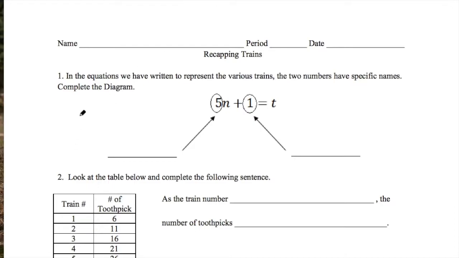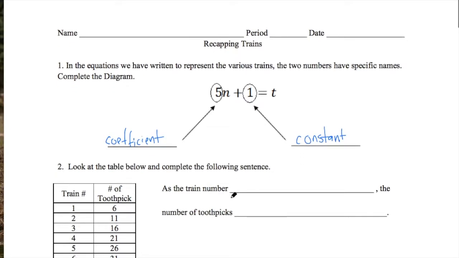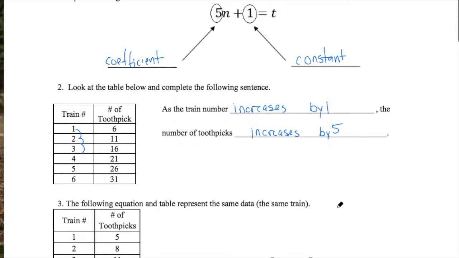So in this equation, let's make sure we know these terms inside and out. The 5 here is the coefficient, and the 1 here is what we call a constant. Okay, so as we look at the number of the train, as the number increases here by just 1, so here going up 1 each time, the number of toothpicks also increases, but it increases by 5. So we're seeing that as one goes up by 1, the other's going up by 5.